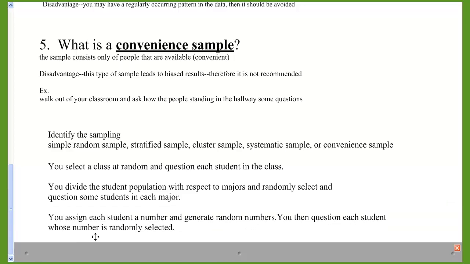And then you assign each student a number and generate random numbers. You then question each student whose number is randomly selected. And that one, it sounds like it's systematic, but it's not, because you randomly selected a bunch of different numbers. It wasn't a pattern, so this one is random sample.